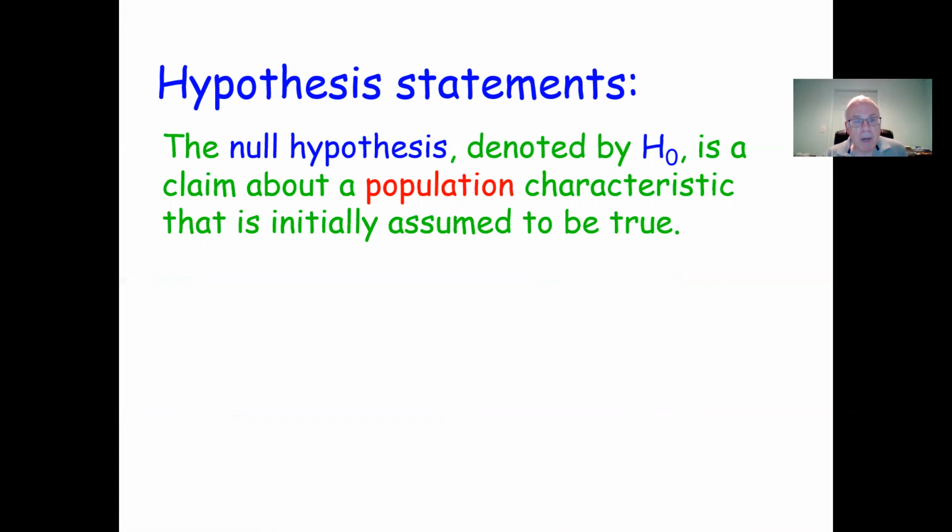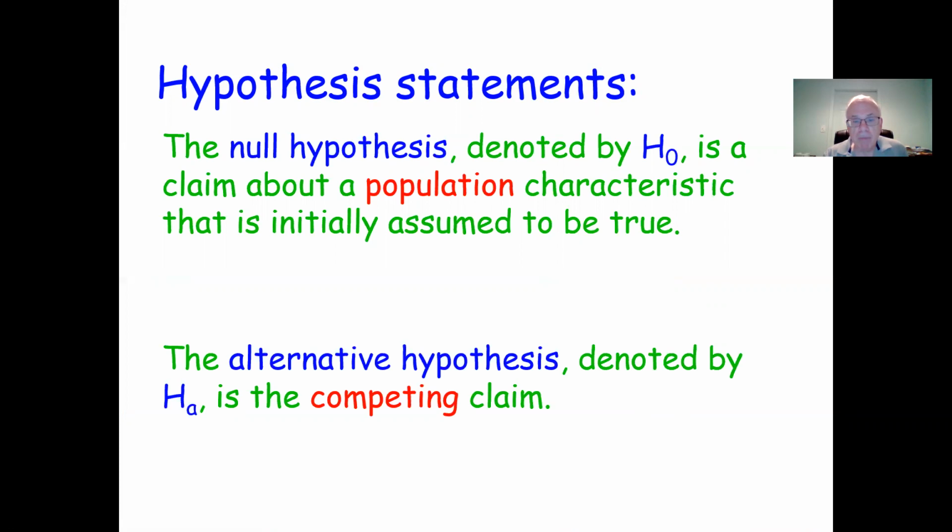So the two competing hypotheses, one of them is called the null hypothesis, and it's denoted by an H with a little 0 as a subscript. Usually call that H naught or H sub 0. And it's a claim about a population characteristic that initially is assumed to be true.